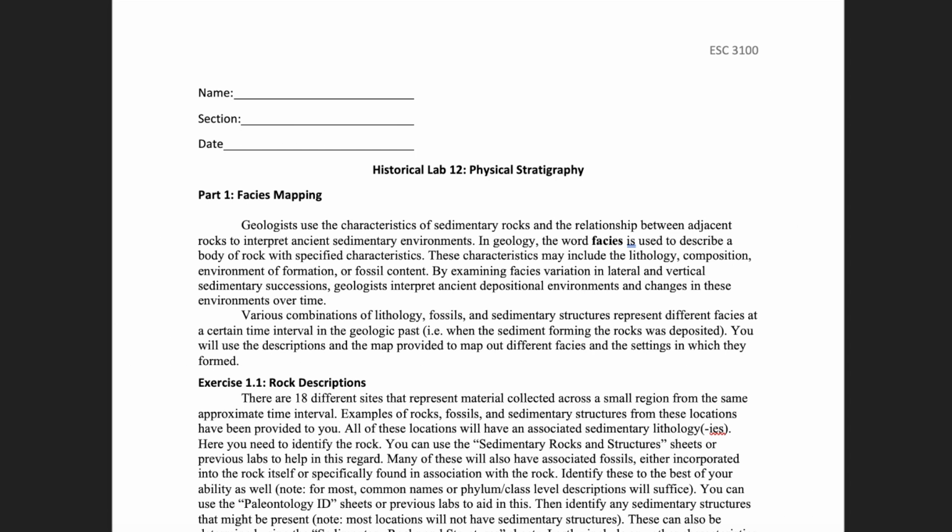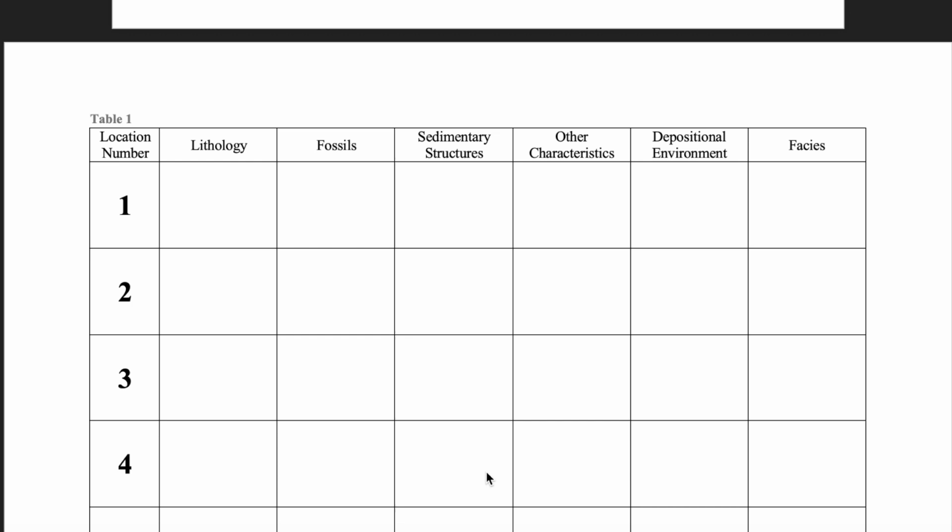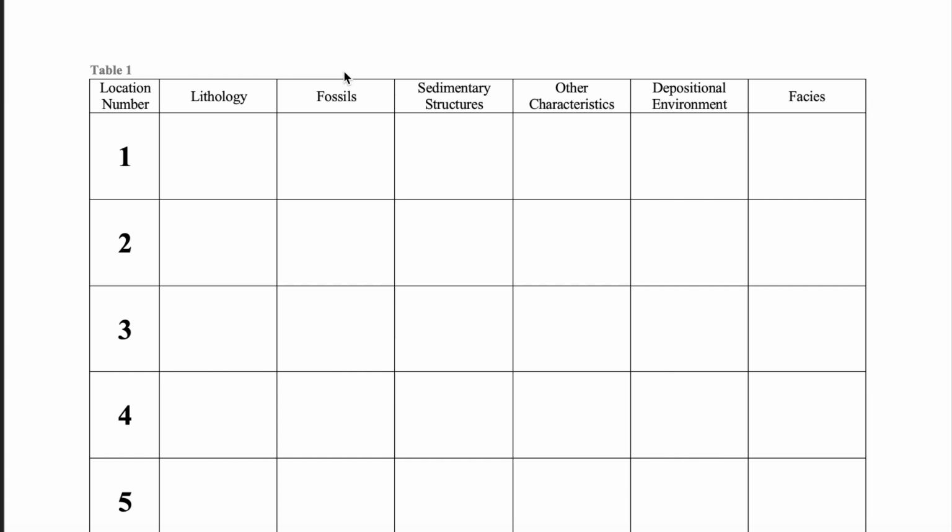Okay, last lab, physical stratigraphy. Remember that a facies is used to describe a body of rock with specified characteristics. We've gone over rock and fossil ID, so lithology and fossils should be pretty easy for you guys. Fingers crossed. Look at your sedimentary rocks. So next, you have sedimentary structures. This might be a slightly new one.